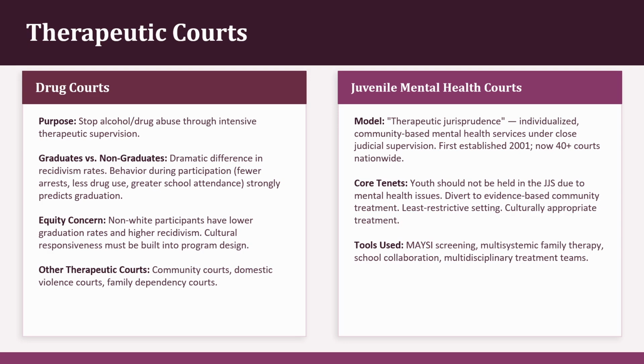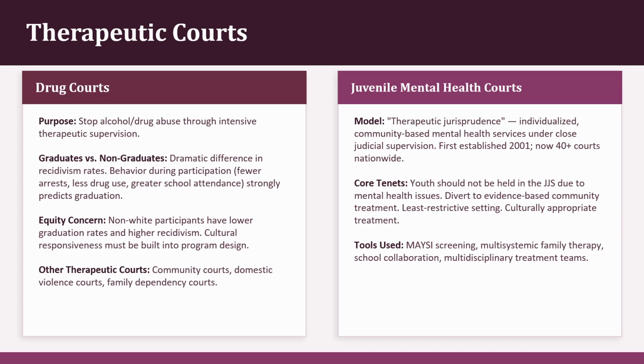Juvenile mental health courts emerged from a similar recognition that the standard system cannot adequately serve youth with serious mental illnesses. The Bureau of Justice Assistance defines them as specialized court dockets for defendants with mental illness, using voluntary participation in judicially supervised treatment plans developed by court staff and mental health professionals. The first was established in 2001, and there are now more than 40 across the country.